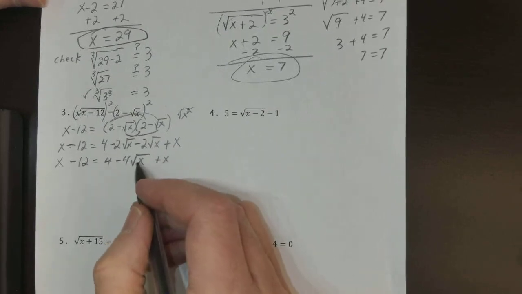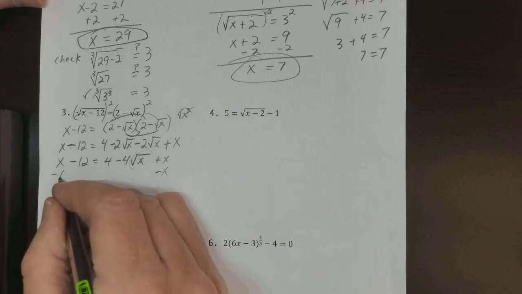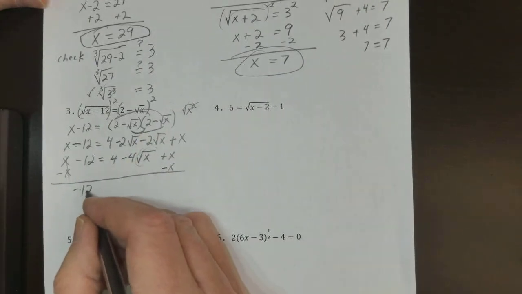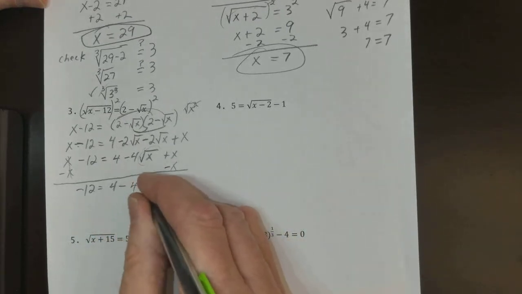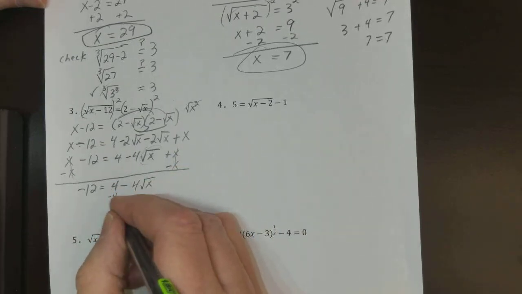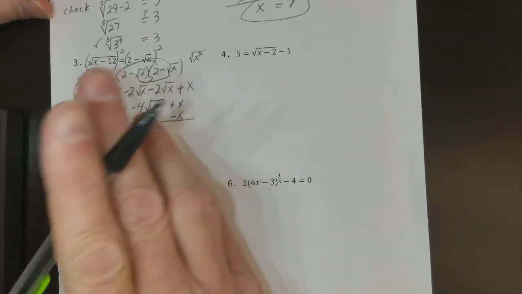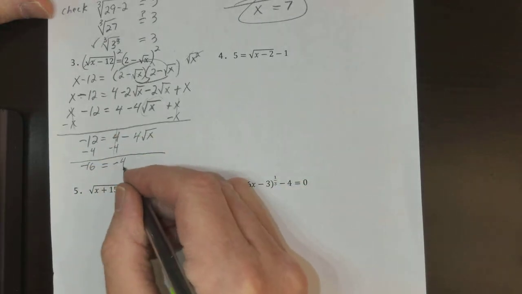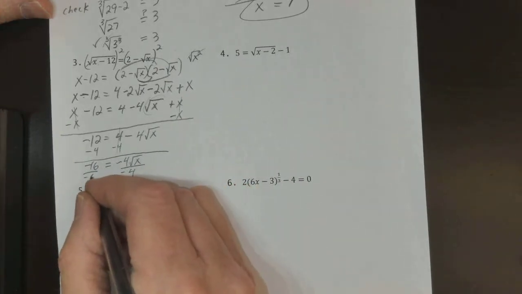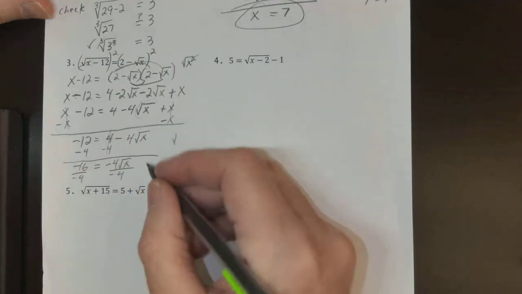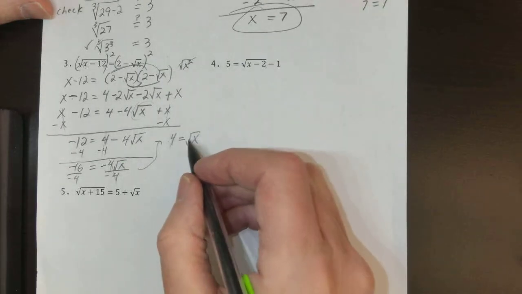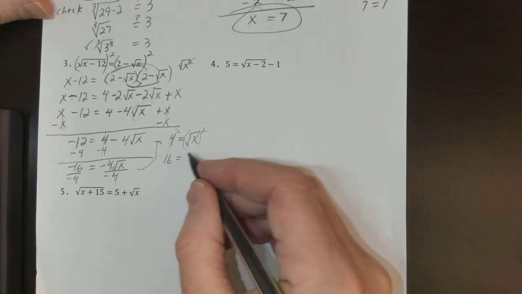Now I'm going to solve for this square root of x, because we still have a radical. We got rid of this radical, but we still have a radical. So I'm going to subtract x from both sides. That cancels. So I have negative 12 equals 4 minus 4 radical x. And then I'll subtract 4, and I am looking at negative 16 equaling negative 4 radical x. I'll divide by negative 4, and negative 16 divided by negative 4 is 4. That equals the square root of x. And now I'm going to square both sides. So I have 16 is equal to x.